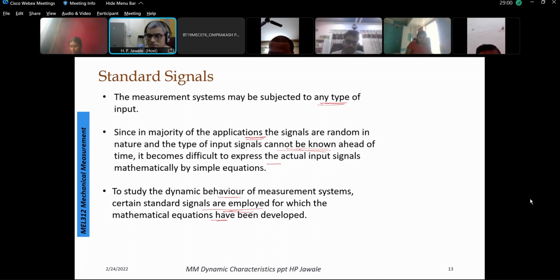That is the major difficulty. For analyzing the dynamic response, we must know the nature and the mathematical representation of the input signal, which is practically impossible. But if we approximate the real system signals to some standard approximated values, then we can easily formulate the mathematical equations, and thus the dynamic behavior can be studied. So we are trying to bring more approximation towards the dynamic characteristics predictions, right?